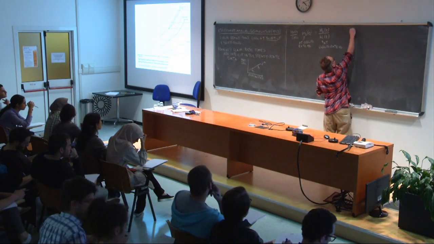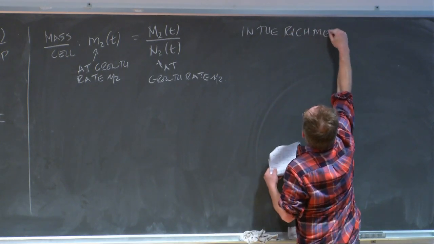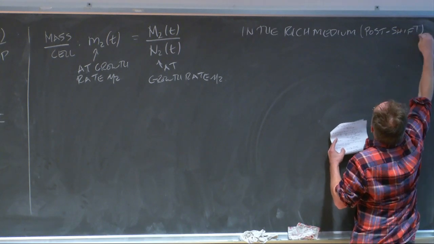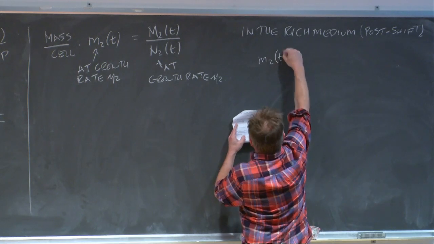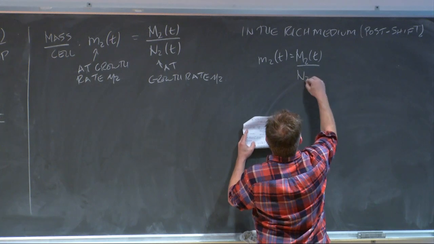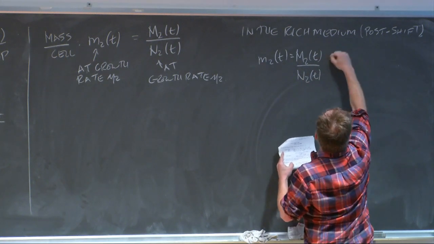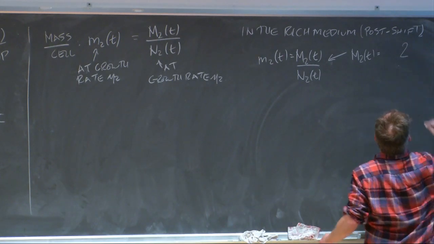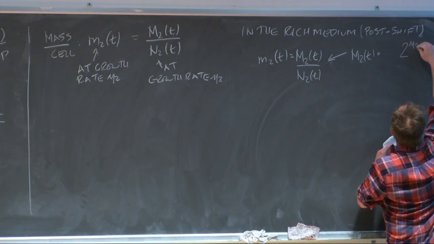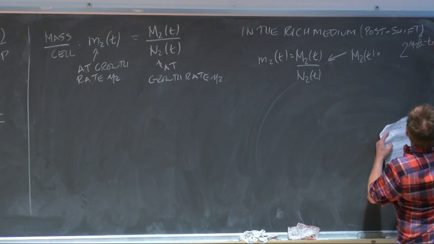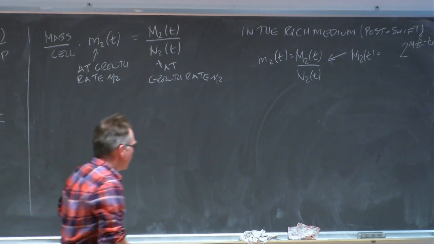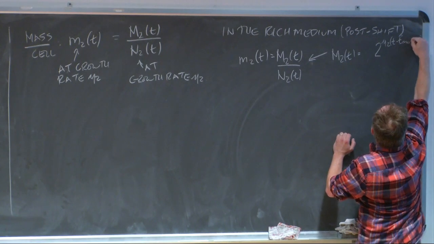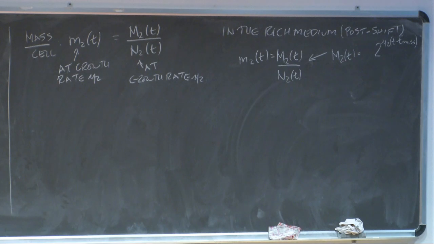And so in the rich medium, that's a long post-shift, you'd have this M2 of T is equal to some M2 of T, which I have written here, but I'll write it out in more detail, with M2 given by this 2 to the mu2 (T minus T_mass). 2 to the mu2 (T minus T_mass). Okay, that's this line right here.